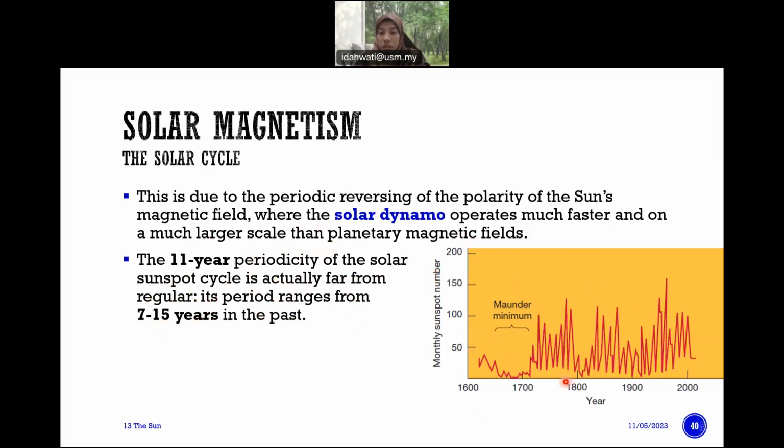Okay, as we can see in this figure, the variation of the estimated sunspot number is on the y-axis. Okay, and you have on the x-axis the year. From about 1600 to 1700, we have the Maunder minimum. That is the very minimum value of sunspot number, so we call it the Maunder minimum.